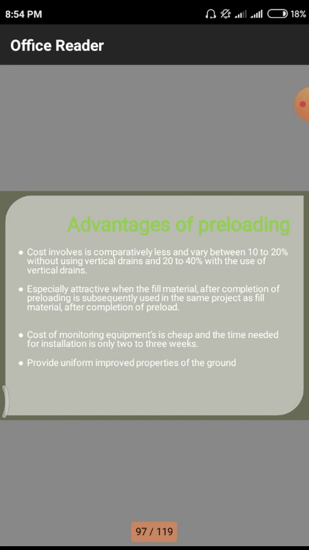For this kind of preloading, we have to use a smaller amount of money and less labor. We don't have to use skilled labor and others. All those works can be completed within 2 to 3 weeks. That means within a span of 14 to 21 days, we have to complete this work. Next, it provides uniform improved properties on the ground. That means by using these preloading techniques, we gain a soil with improved properties.